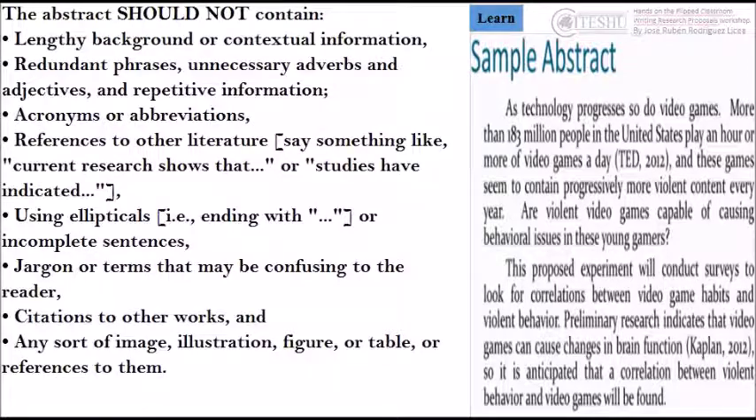The abstract should not contain lengthy background or contextual information, redundant phrases, unnecessary adverbs and adjectives, and repetitive information, acronyms or abbreviations, references to other literature. Say something like, current research shows that, or studies have indicated, using ellipticals, that is, ending with, or incomplete sentences, jargon or terms that may be confusing to the reader, citations to other works, and any sort of image, illustration, figure, or table, or references to them.